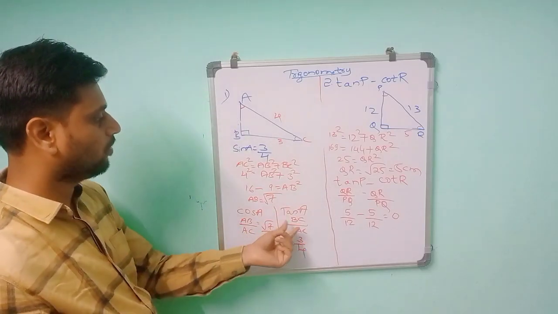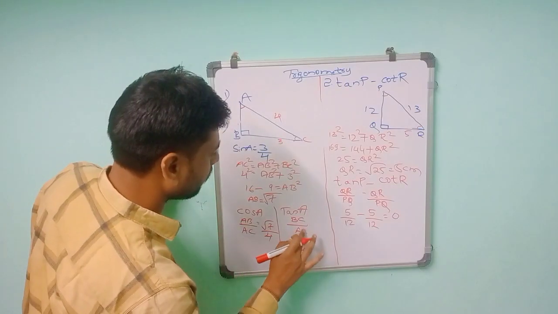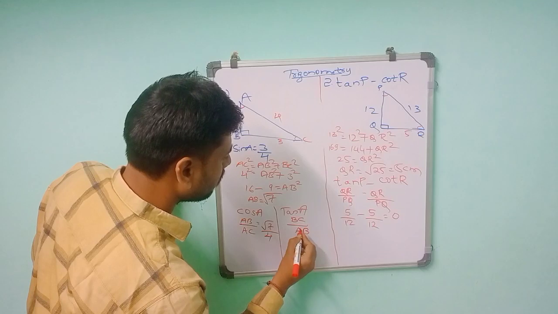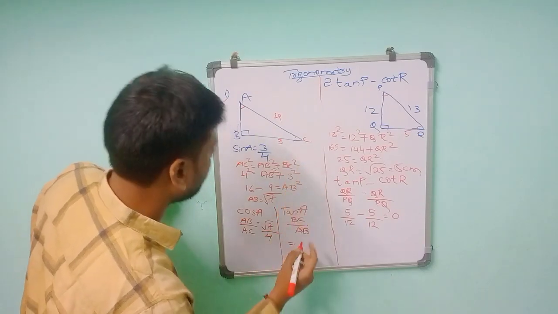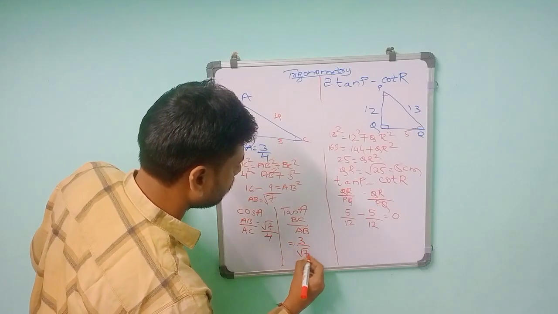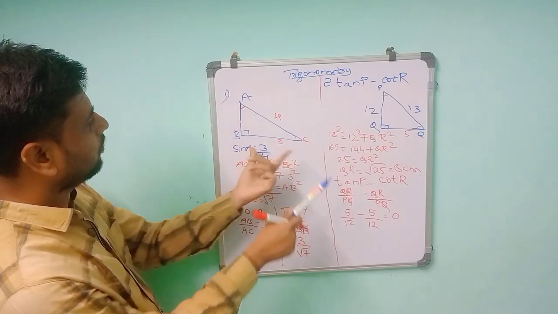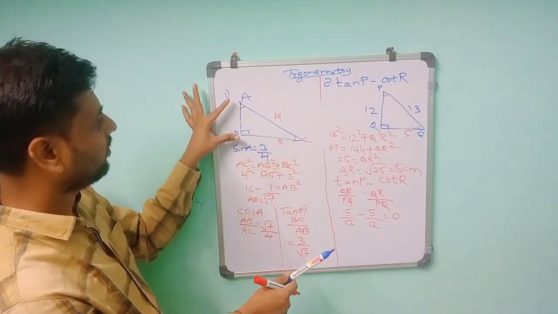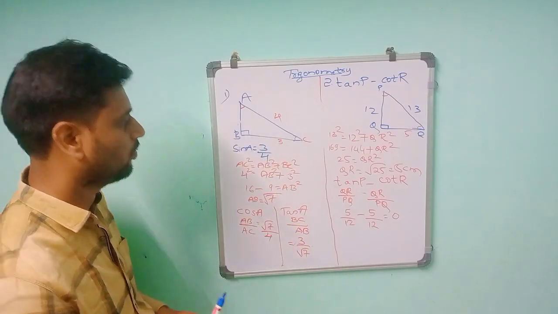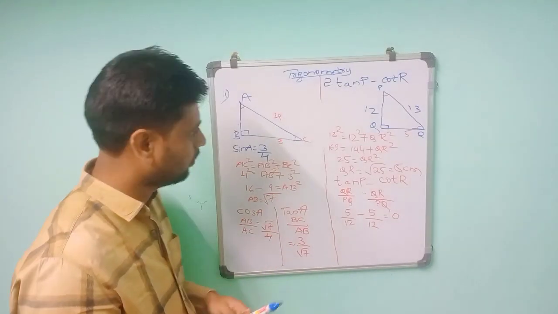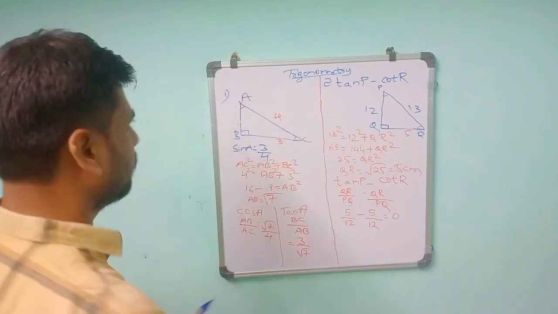Tan A is opposite by adjacent. Here the opposite is BC, divided by the adjacent, AB. The BC value is 3 and the AB value is root 7. So the answer will be 3 by root 7. Like this, you have to do the problems with the help of formulas.